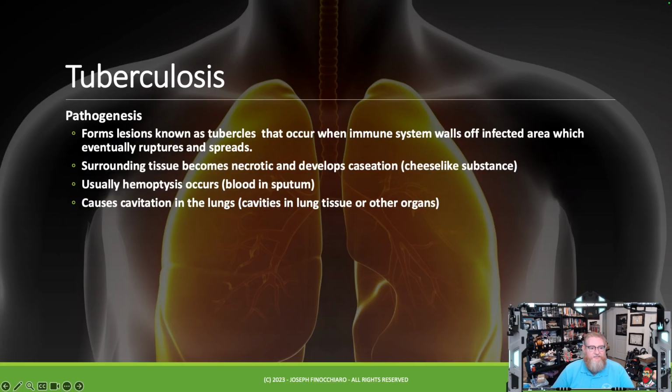And the pathogenesis of tuberculosis. It forms lesions known as tubercles that occur when the immune system walls off infected areas, which eventually rupture and the disease spreads. The surrounding tissue becomes necrotic and develops caseation, or a cheese-like substance. Usually, hemoptysis occurs, which is bloody sputum. So you're coughing up blood. And it causes cavitation in the lungs, cavities in lung tissue or other organs.